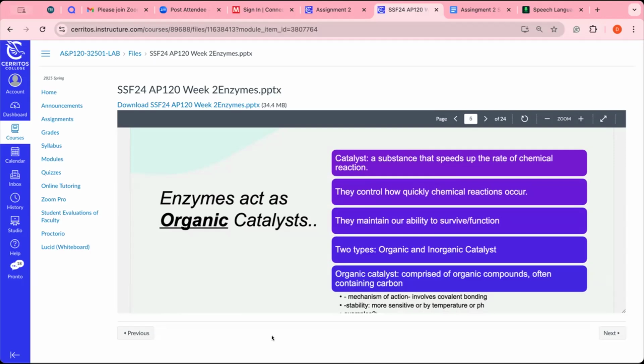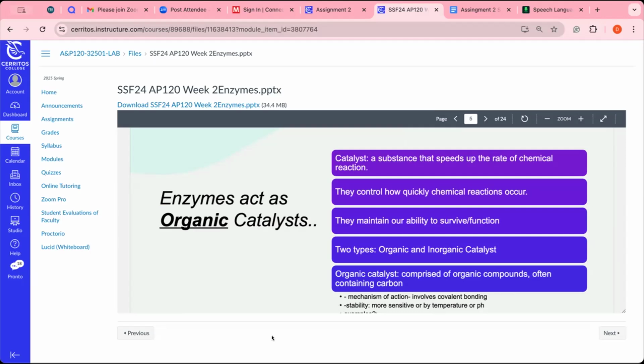Enzymes act as organic catalysts. Remember, organic substances are those that contain carbon, hydrogen, and oxygen. A catalyst is a substance that speeds up the rate of chemical reactions. They control how quickly the reactions occur. They maintain our ability to survive and to function. And there's two kinds of catalysts: organic and inorganic, okay?